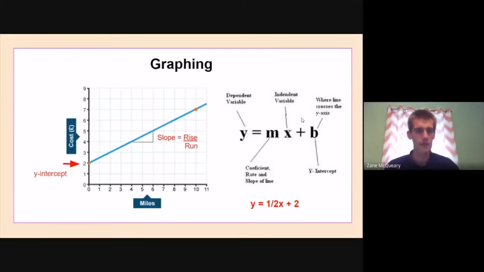Like this, for example, if we're given the following line, we can piece together y equals mx plus b. We can find the slope, which is the rise over the run. In this case, we rise 1 pound for every 2 miles. So our slope is 1 pound per 2 miles. We can also find the y-intercept, where the line intersects with the y-axis on the graph. So that's where we get the following equation, y equals 1/2 x plus 2.